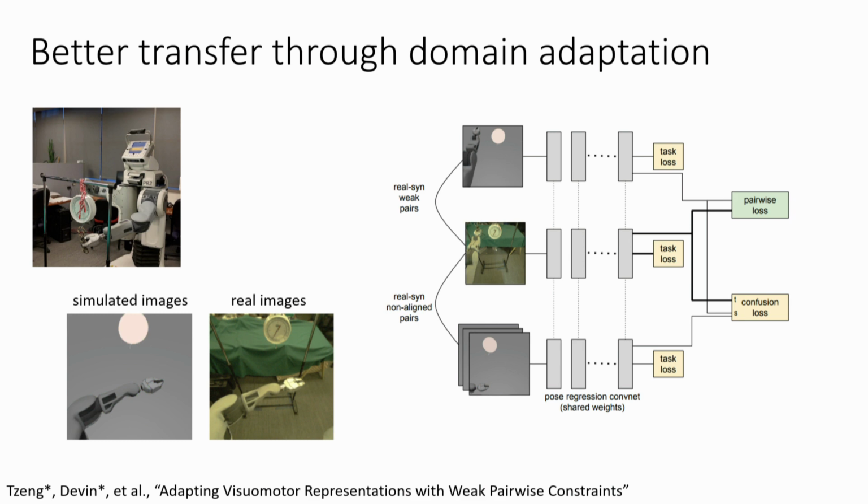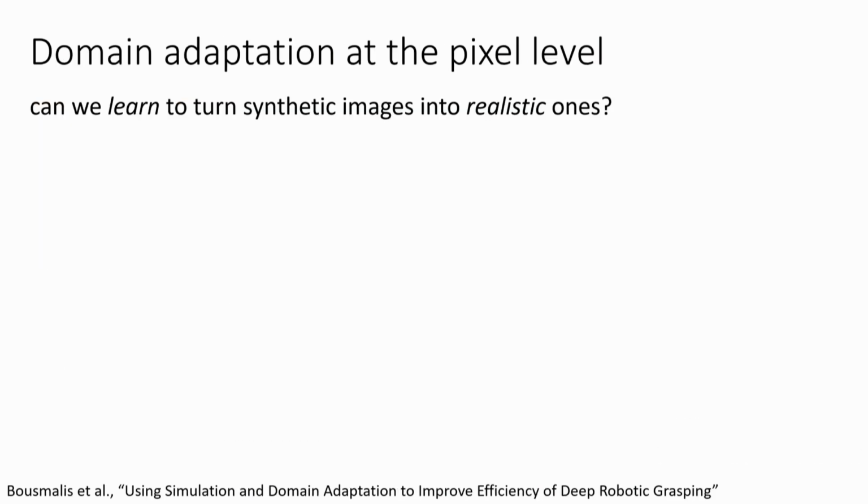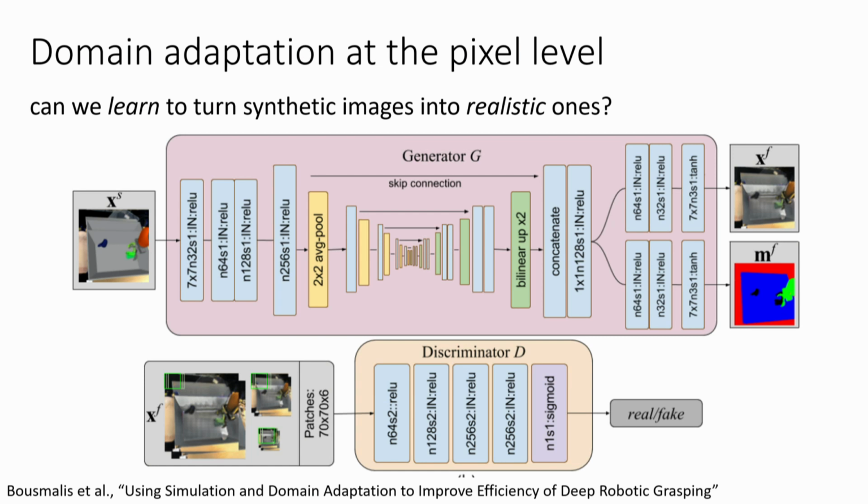You could do something a little more explicit than this. You could actually explicitly transform your images from simulation to the real world or vice versa. It also uses a generative adversarial network, but now this network is actually going to be operating directly on pixels. So that's going to be the idea in this next method that I'll describe.